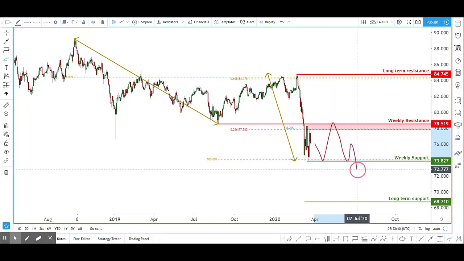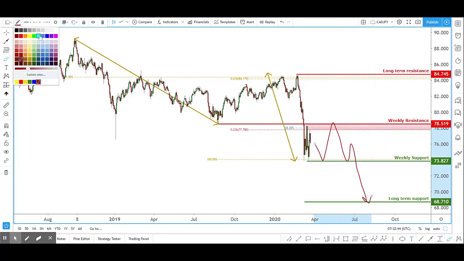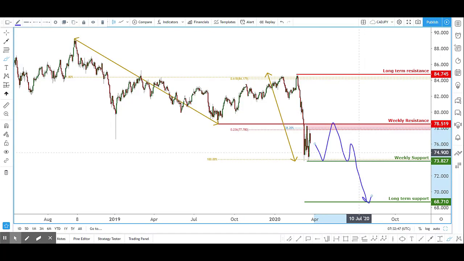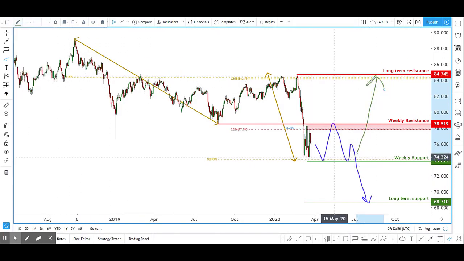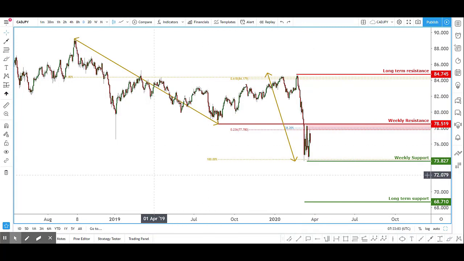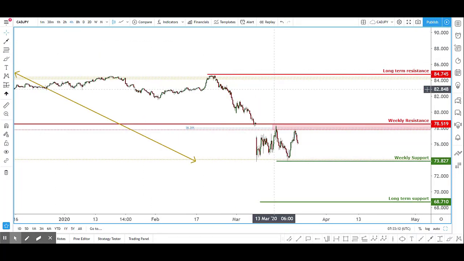and then it can choose to break out to the downside, the long-term support, or otherwise it can choose to break out to the upside towards the long-term resistance. All right, so these are the two possible scenarios on the daily, and because of all the wild swings in the market right now, it's best to keep things wide. But for trading opportunities, let's go down to the 4 hours and just take a look.